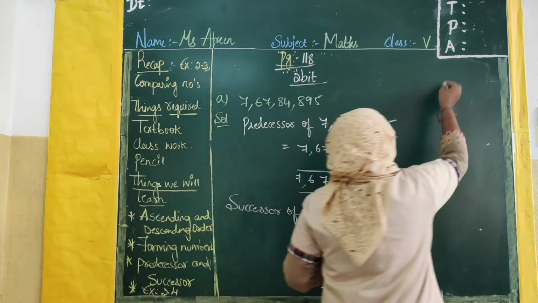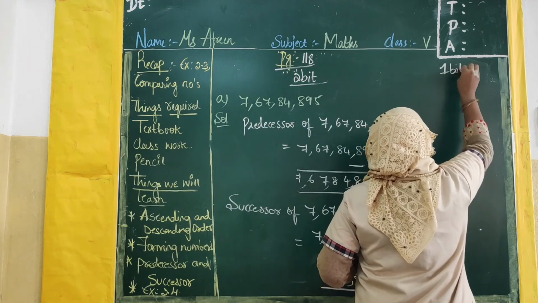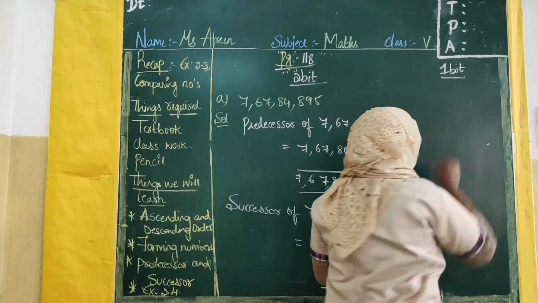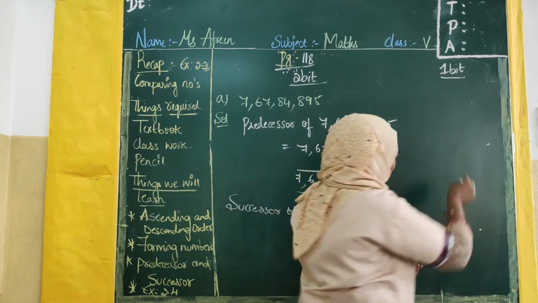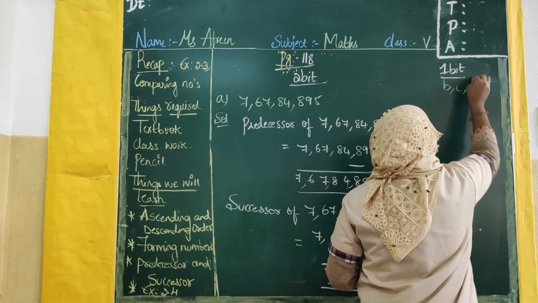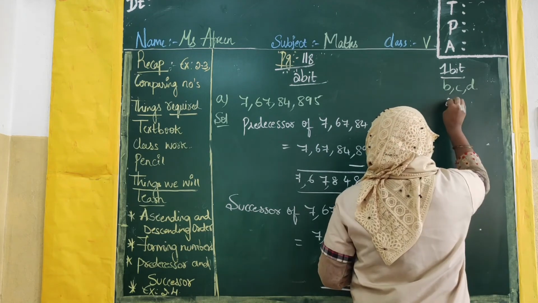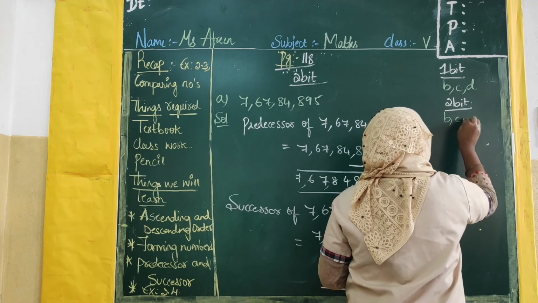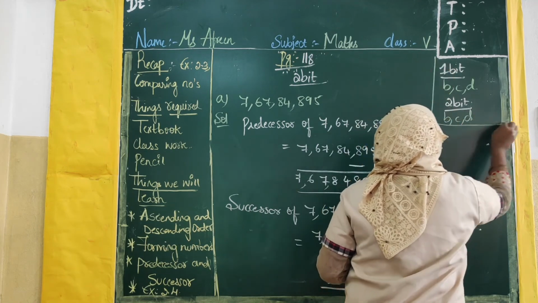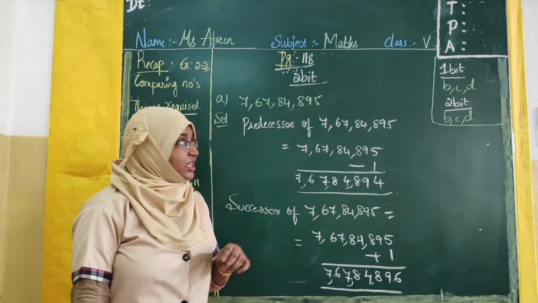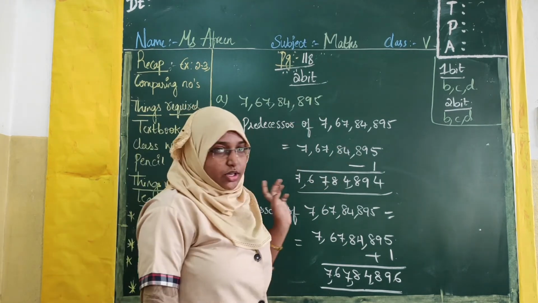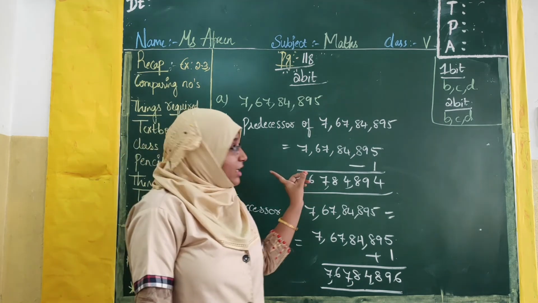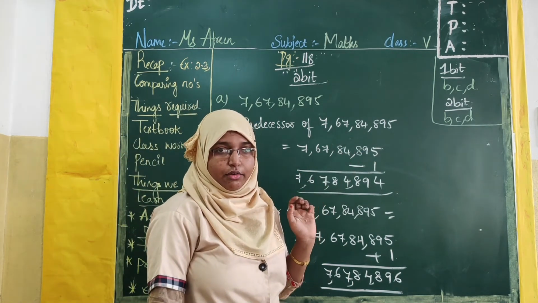So you are going to complete B, C and D in the first bit. For the second bit you complete B, C and D as well. B, C, D are the same model as the first one. I hope it is very clear how to find the predecessor and successor. I hope you will complete the given work.